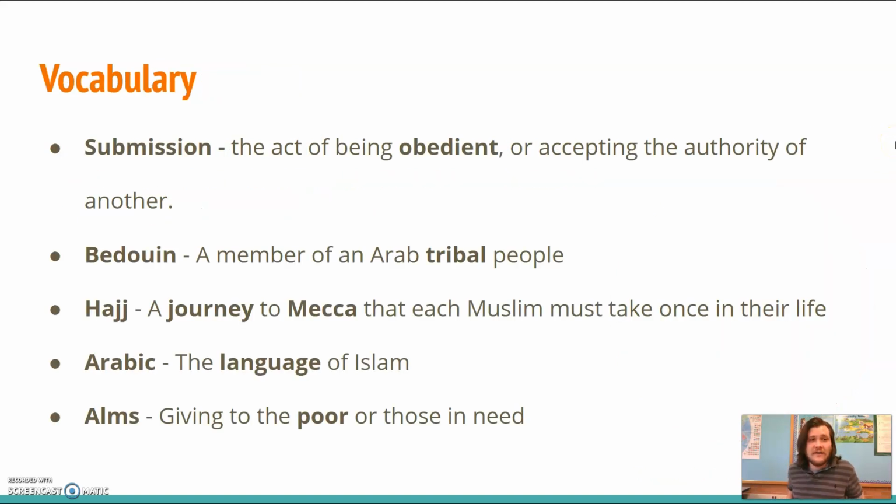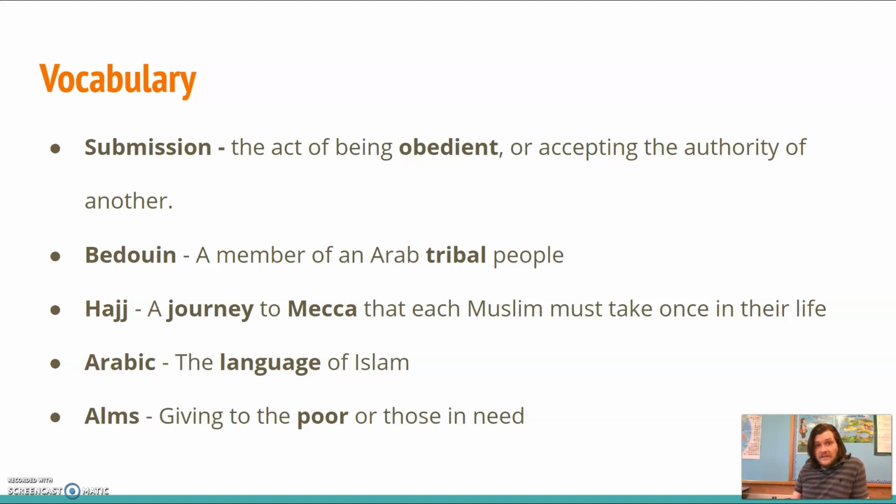So, first, let's start off with vocabulary. Your first word is submission, and that's basically the act of being obedient or accepting authority. Bedouins are members of Arab tribal groups. They kind of live in the desert and they move from place to place. The Hajj is the journey to Mecca that each Muslim must take once in their life. It's part of their religion.